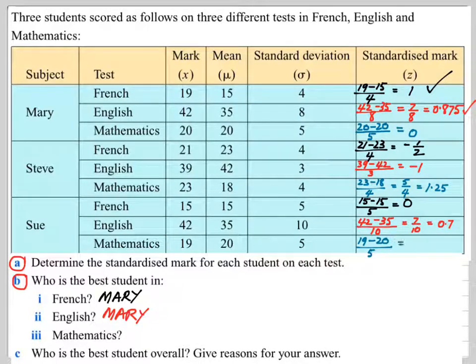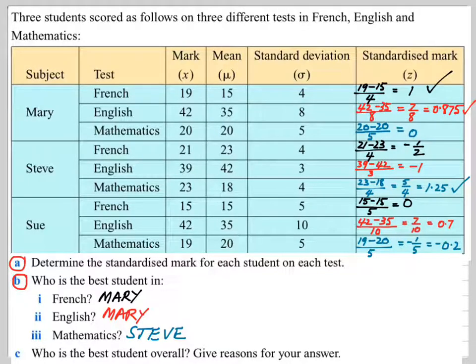Oh, no, she's gone less than the mean. She got -1/5, -0.2. So that's interesting, isn't it? So Steve gets the prize for the maths, doesn't he? Well done, Steve. Now, who is your best overall student, everyone? Give reasons for your answer.